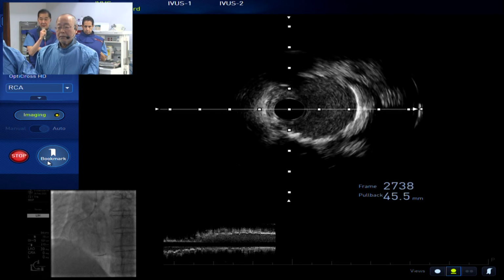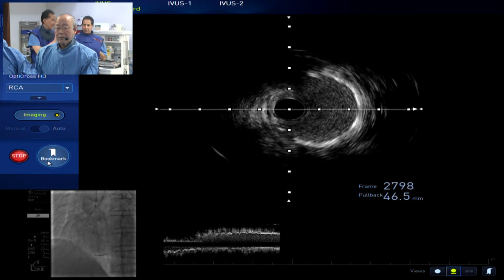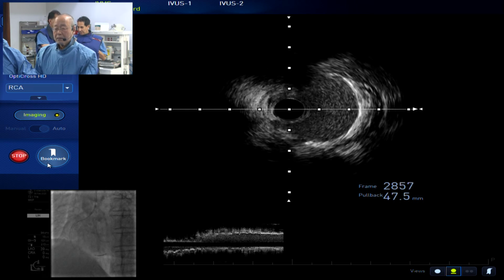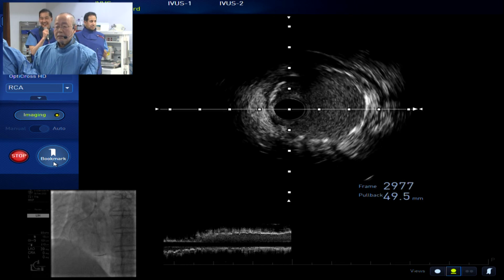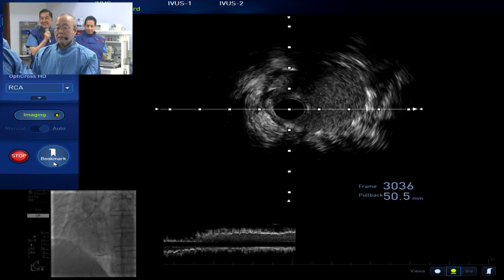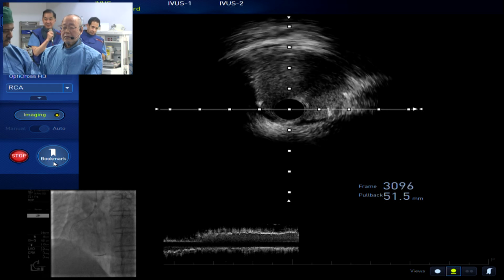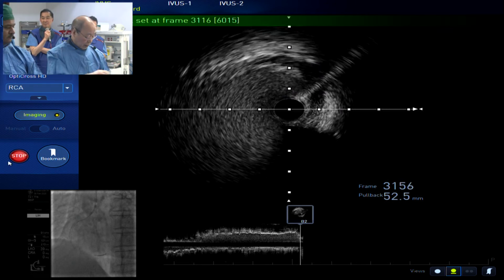Yeah. You can see the IVUS, right? Looks like the stents are apposed, very good. We don't see the edge dissection. Malcolm, do you? I don't think so. Looks very good. Looks very, very good, this stent. Apposed well, perfect. Okay.